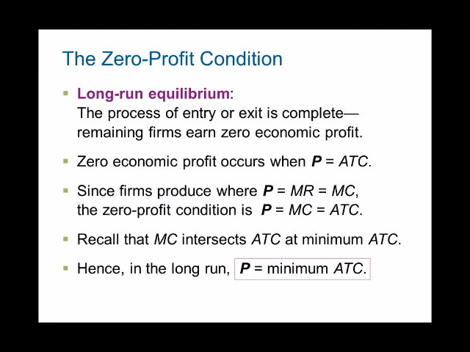And this only happens in perfect competition. So in perfect competition, we have a lot of things going on here. Price equals marginal revenue. At the profit maximizing point, marginal revenue equals marginal cost. In the long run, price also equals the minimum of average total cost.